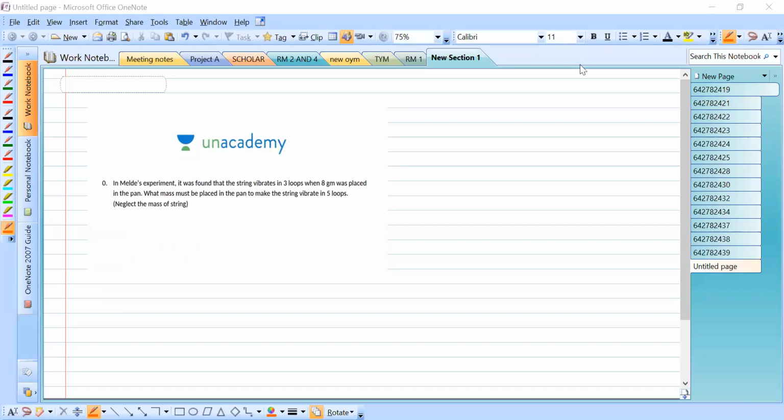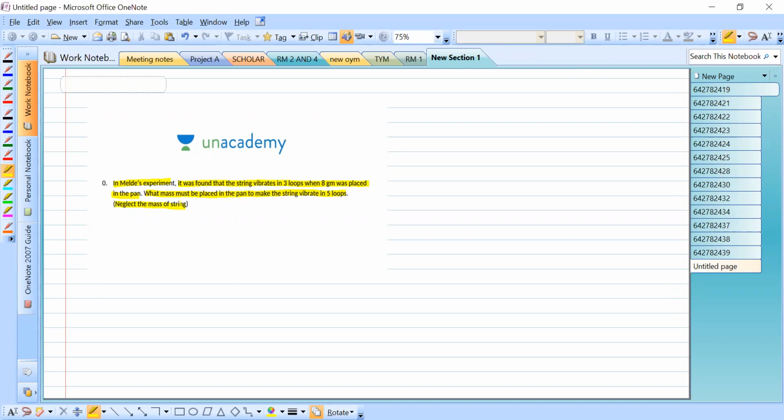Hello student, here we have been given a question that in Melde's experiment it was found that the string vibrates in 3 loops when 8 gram was placed in a pan. What mass must be placed in the pan to make the string vibrate in 5 loops? We have to neglect the mass of the string.